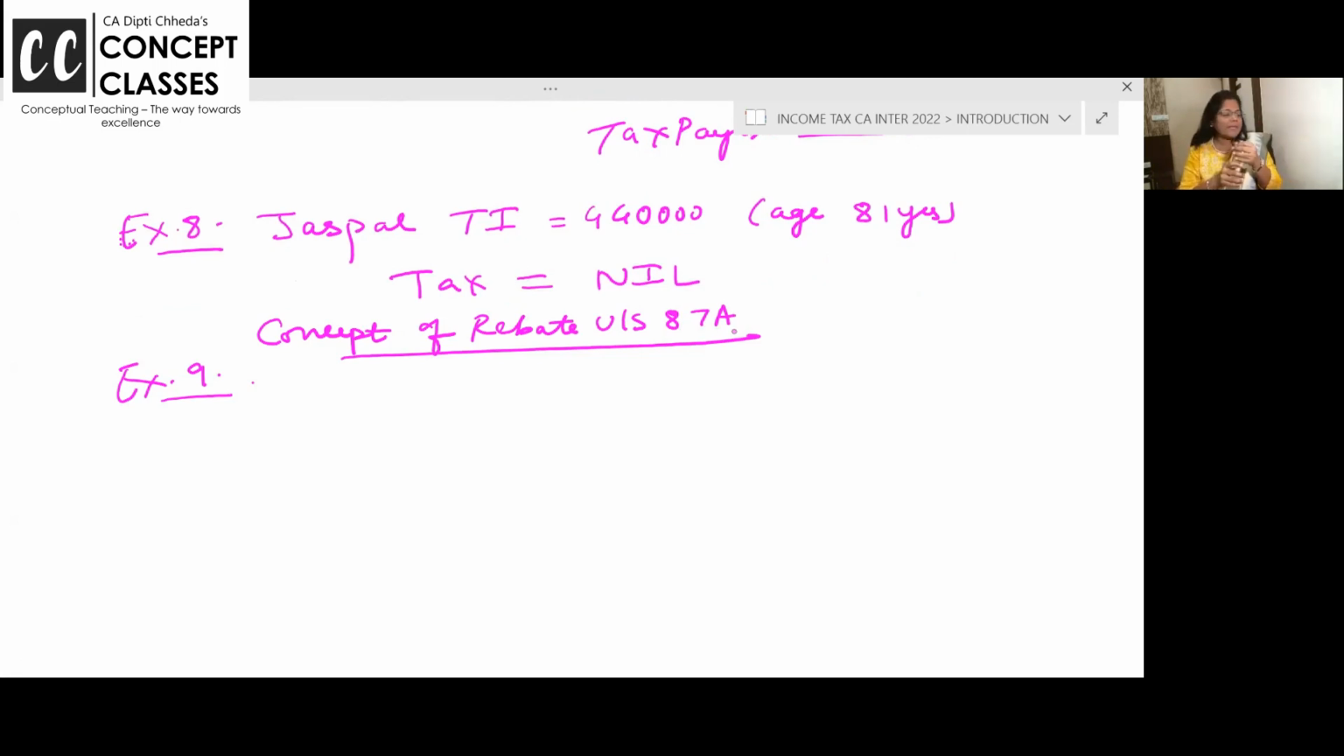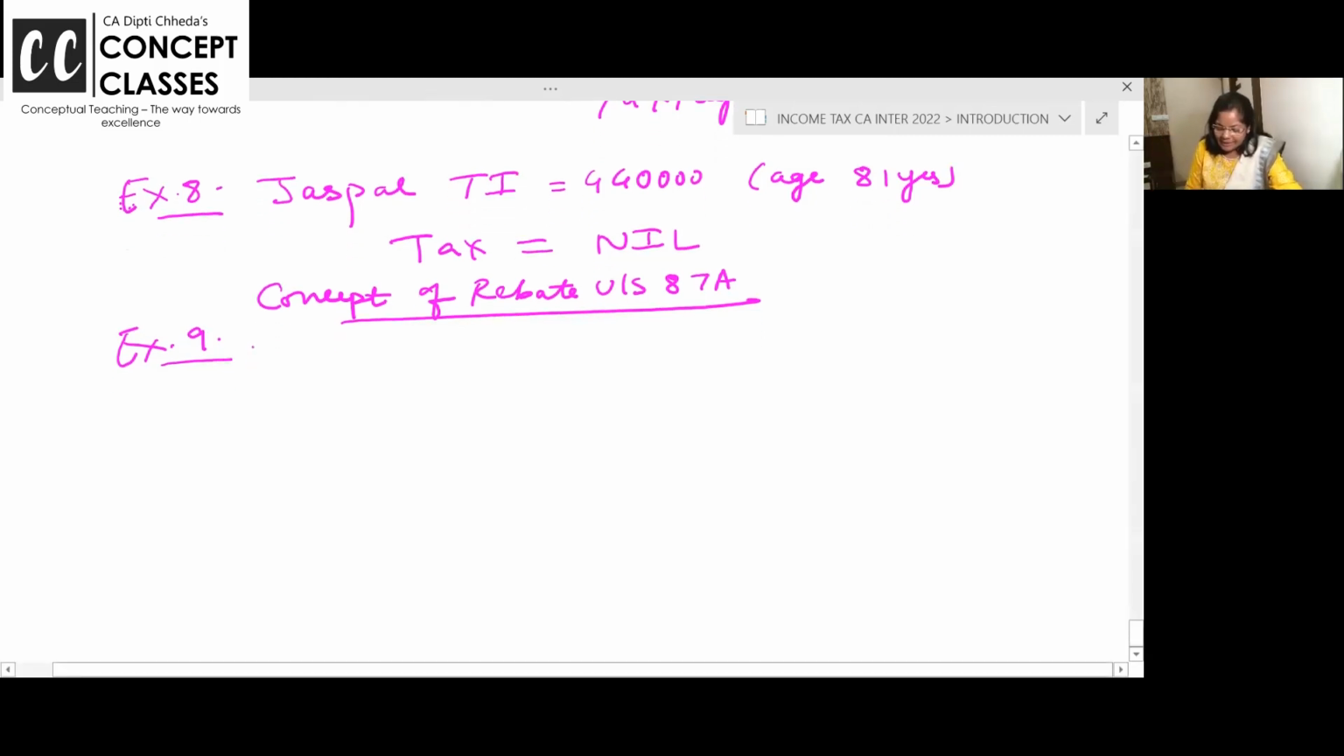You know, you're caught up at the signal and you're wearing mask, helmet, you have all the papers in your vehicle, insurance, all. Only pollution is not there. They say, chalo theek hai, ja de do. Pollution karwa lena, jao. So it's like that rebate. Now, how do you calculate this? Again, same figures I am taking. Jaspal, total income 4,40,000.